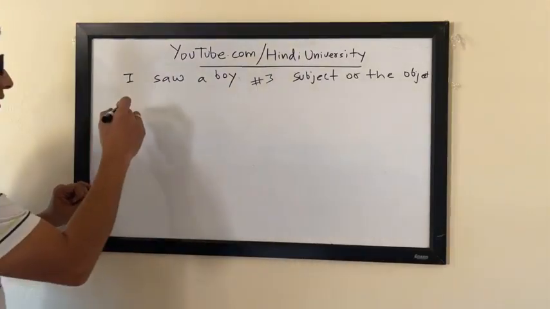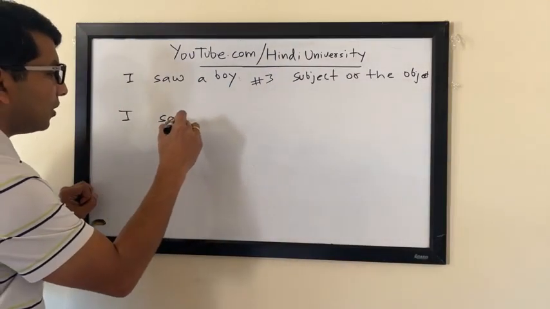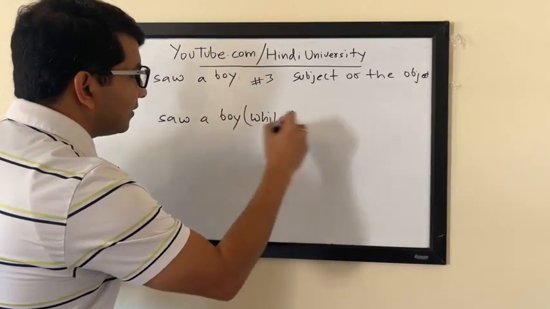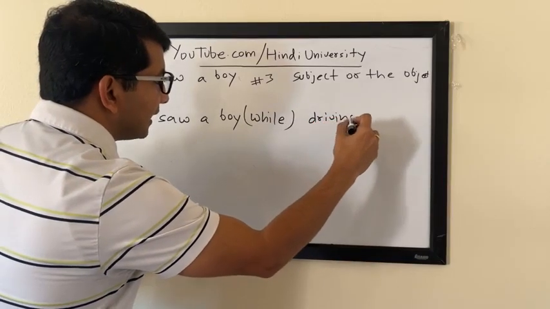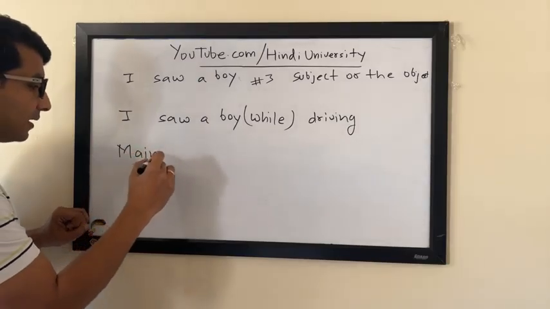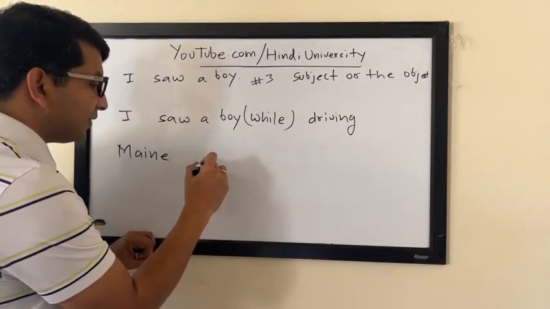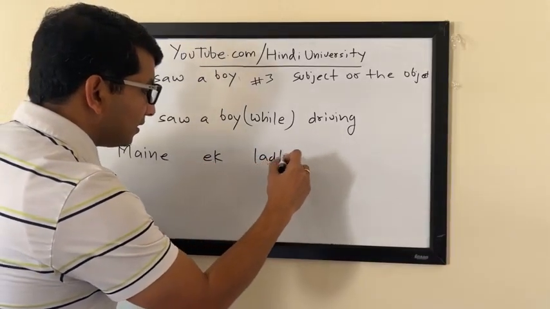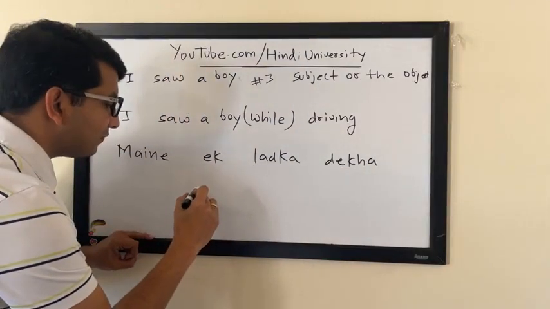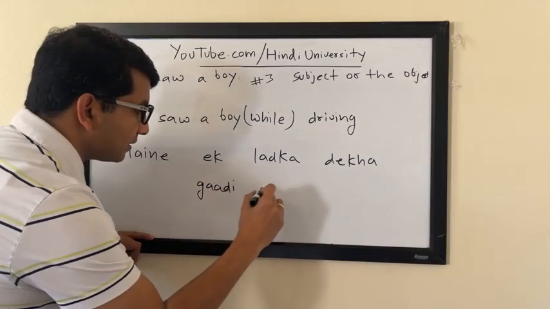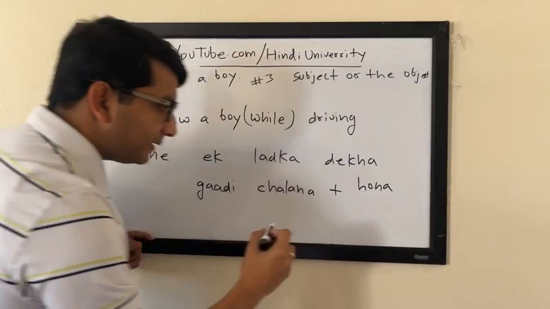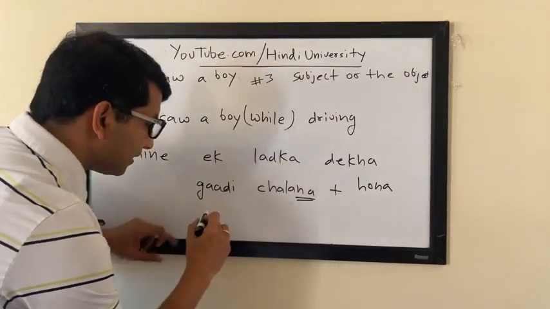Like, so, let's say the sentence is, I saw a boy while driving. In this case, who is driving? The boy is driving. Okay? मैंने, the second one is एक लड़का देखा. Now the verb is गाड़ी चलाना and then along with होना. Right? Or always ending with a.